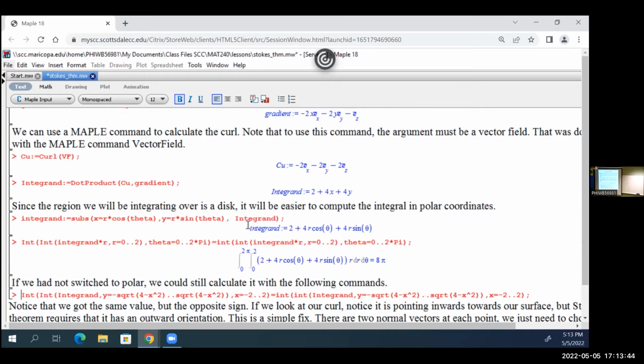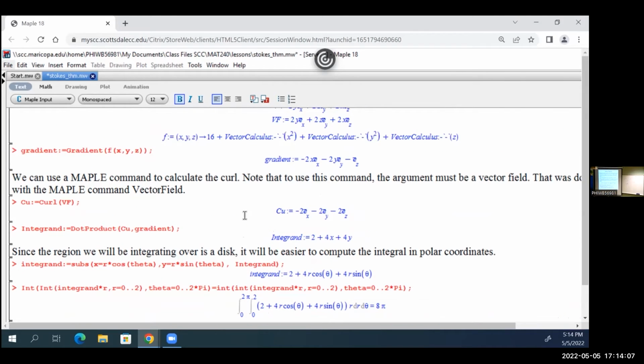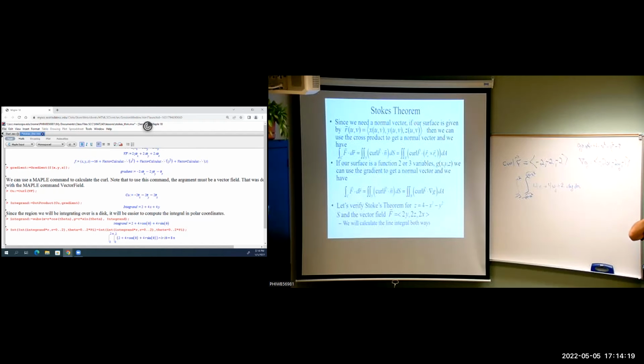Is that a big deal? No, because it's very easy to account for why we'd be off by a negative. Remember what we said last time, that there's 2 normal vectors for any given surface? We just chose the wrong normal vector. Not a big deal. Stokes theorem requires that the normal vector be pointing outwards. So let's go back to our normal vector. Our normal vector came from the gradient. So it was this guy here. Well, right off the bat, we can see we picked the one pointing downwards. We would want the one pointing upwards, right? If it's going to be outward off this surface.